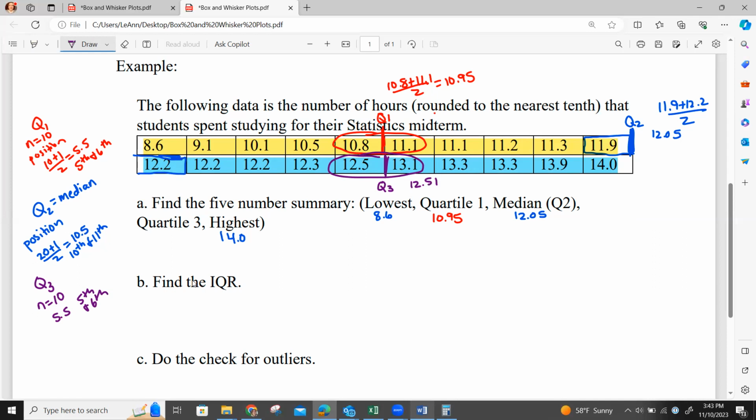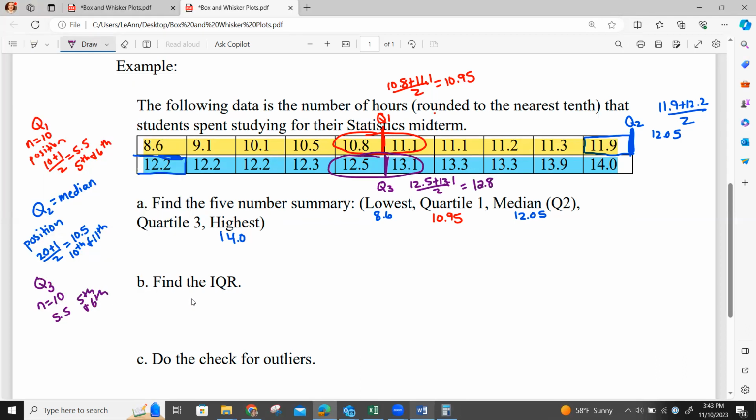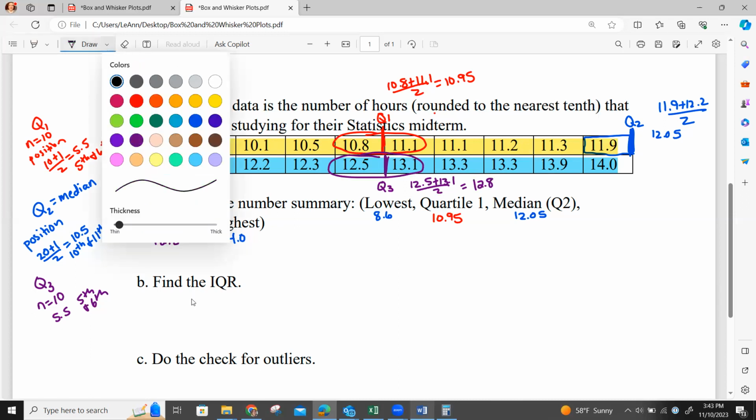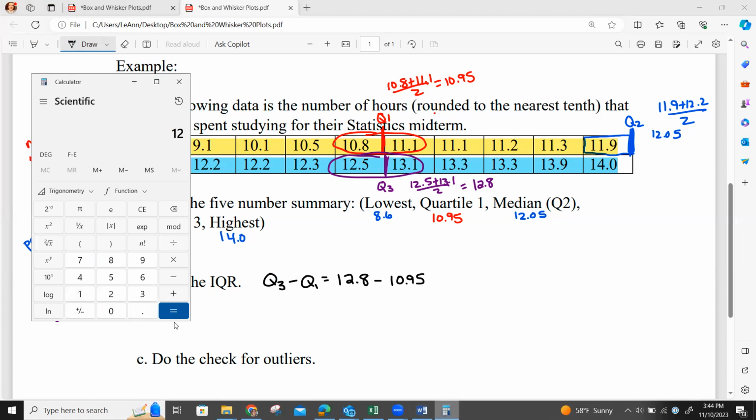So 12.5 plus 13.1 divided by 2. So we're going to add those together, then divide by 2. We get 12.8. So that's going to be my Q3. Now, the IQR is the Q3 minus the Q1. So 12.8 minus 10.95. This will tell us the distance on our data set, the range essentially that our middle 90% of our data falls into, or not middle 90%, sorry, middle 50%.